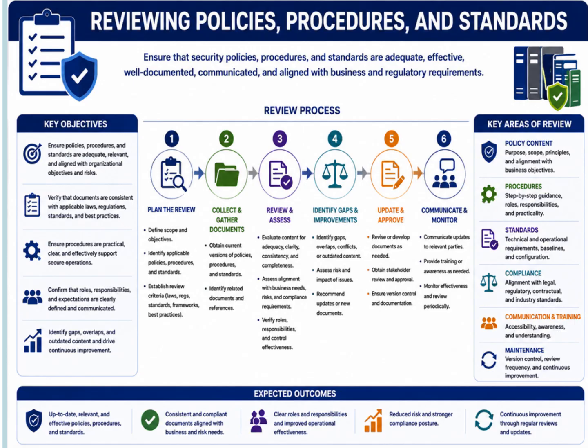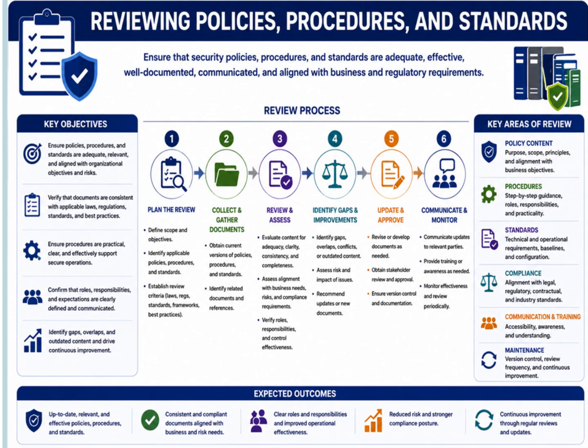The review then moves into identifying gaps and improvements. This includes finding overlaps, outdated content, conflicting requirements, missing controls, or weaknesses that could impact security or compliance. After issues are identified, documents are updated and approved. Policies, procedures, and standards may be revised. New controls may be introduced, and stakeholder approval is obtained before implementation.